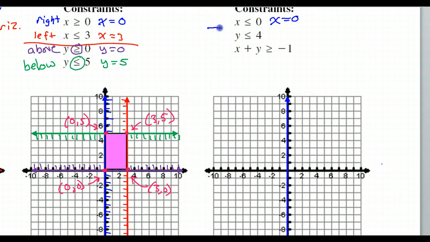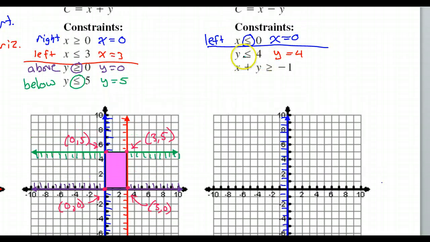Now, when I'm dealing with x's, this is the only time that I do left-right. So because this is less than, I will shade to the left. And hopefully now you understand that I don't want any scribbles. I just want some fuzz, like this.